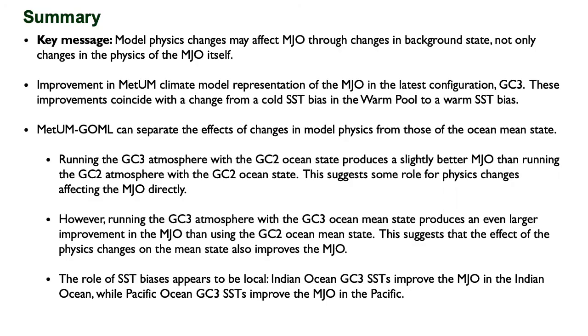So I'll leave you with the key message here and the summary points, which is that model physics changes can affect the MJO not just through the physics of the MJO itself, through altering the convective physics, but also through the effect of those physics changes on the MJO basic state, or on the atmospheric basic state on which the MJO operates. And we've seen that here when we've compared GC2, which had quite a poor representation of the MJO, to GC3, which had a better one. We showed that that was primarily by the changes in the mean state between those two model configurations.